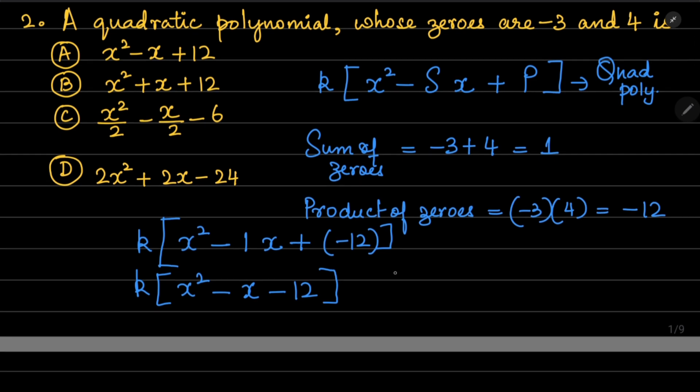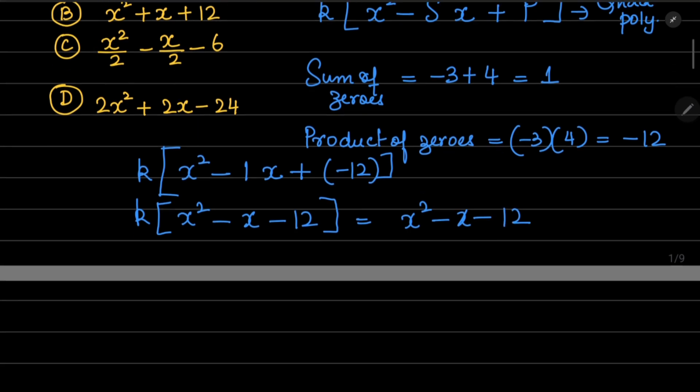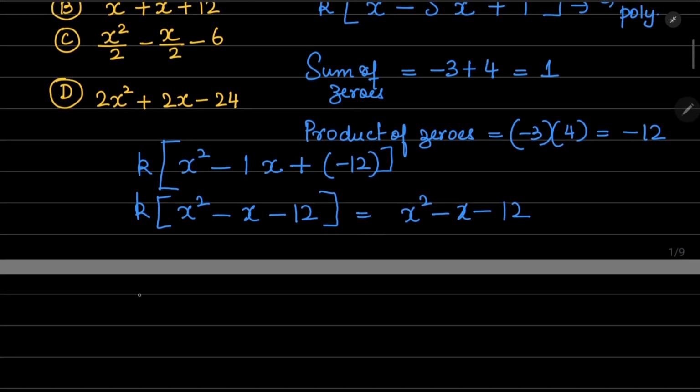Right? So when k is equal to 1, you will have x square minus x minus 12. But you do not see this as an option, right? You don't have that. So let us divide throughout by 2. So what do you get? So suppose if k is 1, the polynomial will be x square minus x minus 12. Divide throughout by 2. So what do you get? x square by 2 minus x by 2 minus 12 by 2, which is 6. So this is your required answer.